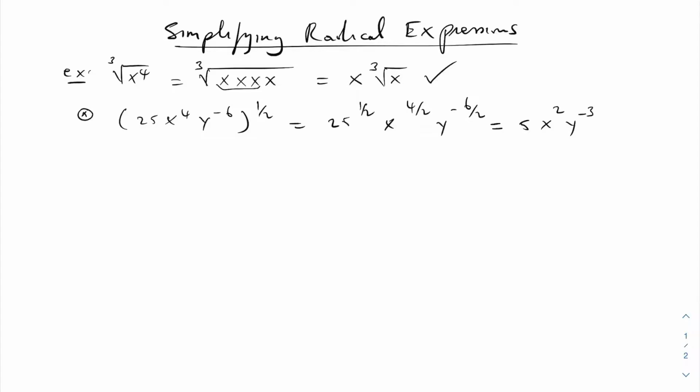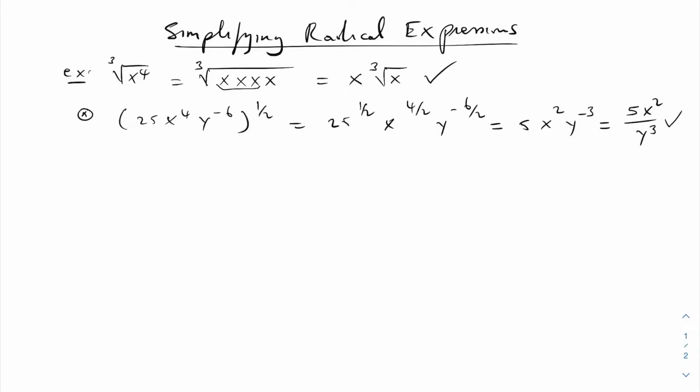And if you remember from last lecture, I said that it was preferable not to have any negative exponent in your final answer. So you can turn this y to the power of negative 3 into y to the power of 3 if you bring it to the denominator. So you're going to have for your final answer 5x to the power of 2 divided by y to the power of 3.